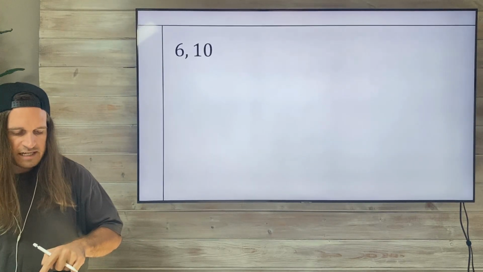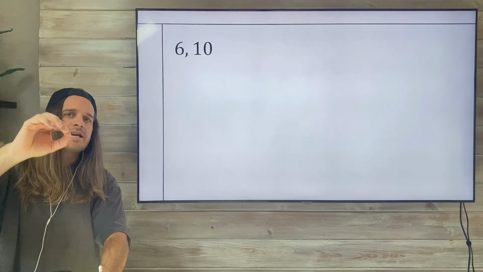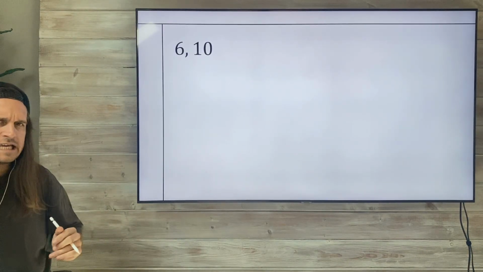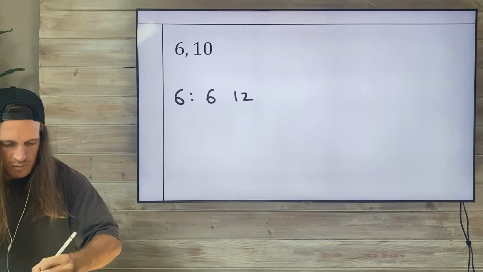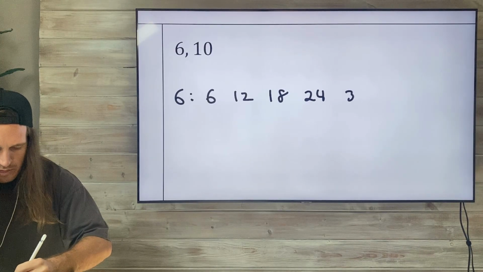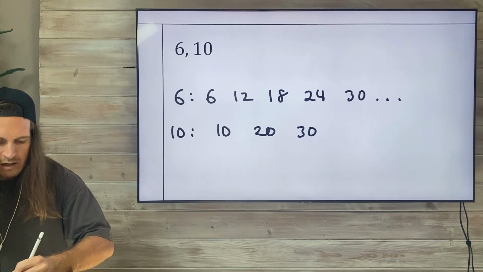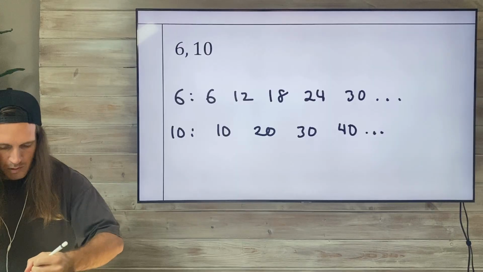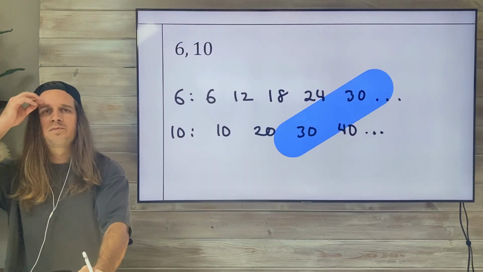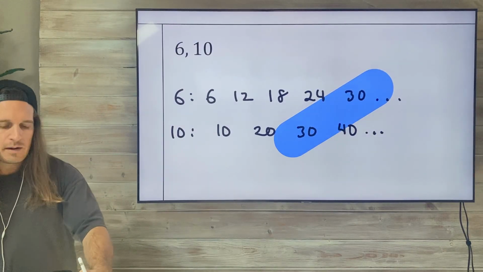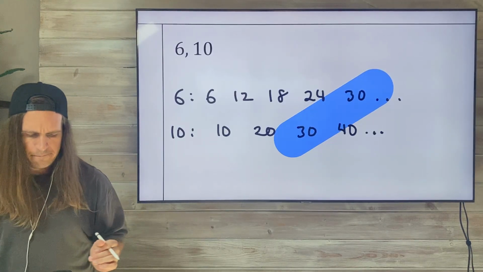Let's go over here to 6 and 10. So 6 times 10 is 60. Now 60 is a common multiple of 6 and 10, but it's not the least common multiple. So let's do the same thing here. Let's write out the multiples of 6: 6, 12, 18, 24, 30, and so on. And let's get some multiples of 10: 10, 20, 30, 40. And there it is, they both have a 30. So whereas 60 is a common multiple of 6 and 10, it's not the least common multiple. The least common multiple is 30. 30 is divisible by both 6 and 10.